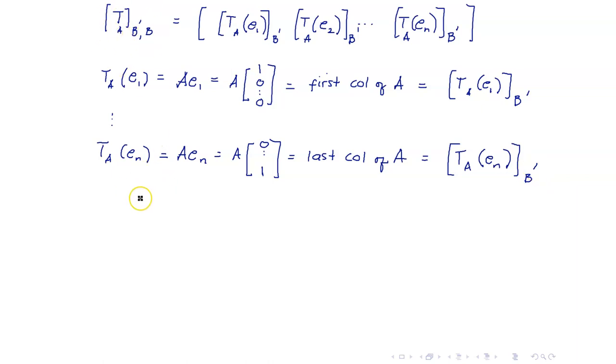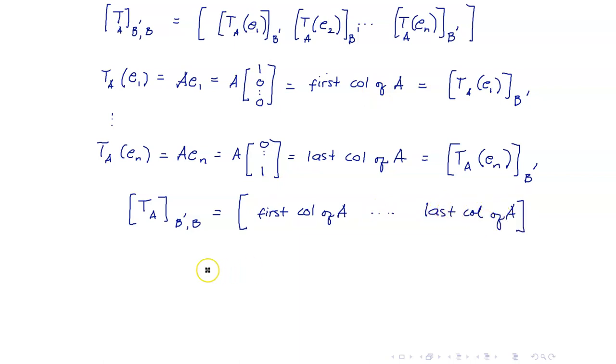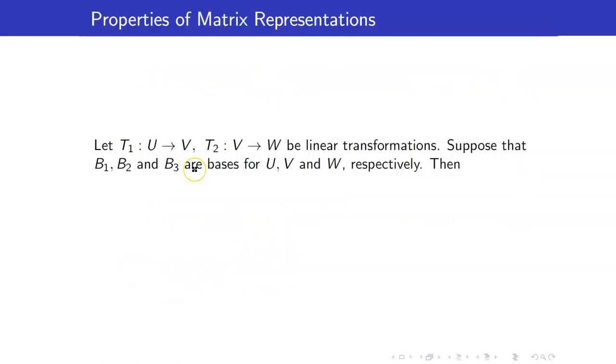So therefore, what is now this matrix representation? It's the matrix whose first column is this one, but this is the first column of A, and so on until the last column of A. So therefore, what is this matrix? This matrix is precisely A. Hence, the matrix representation of the linear transformation induced by A with respect to the standard ordered basis for Rn and Rm is just equal to the matrix itself. We will end this lesson by giving some properties of matrix representations.